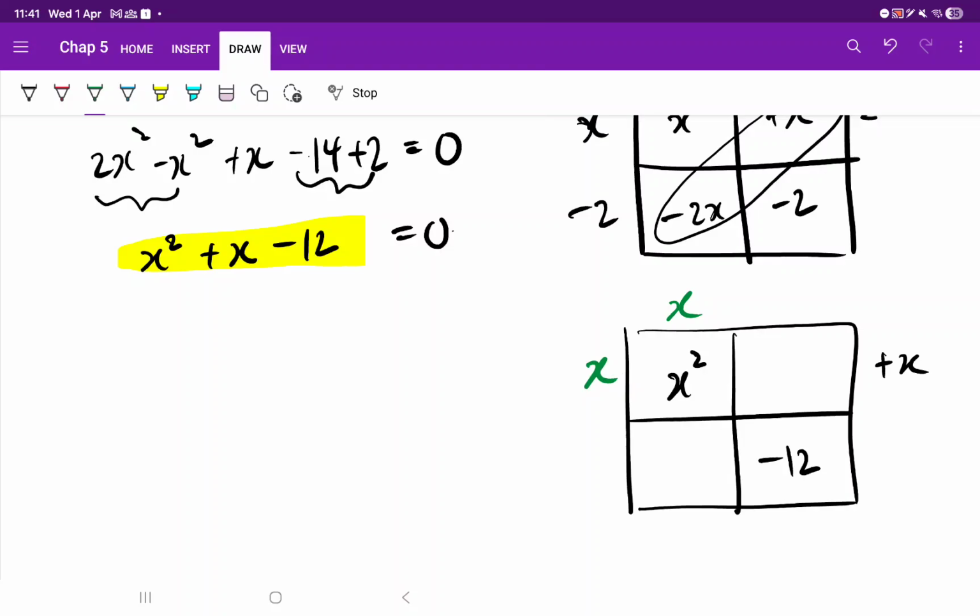For 12, Dia, what will you choose? What times what? 3 and 4, yeah, okay, 3 and 4.